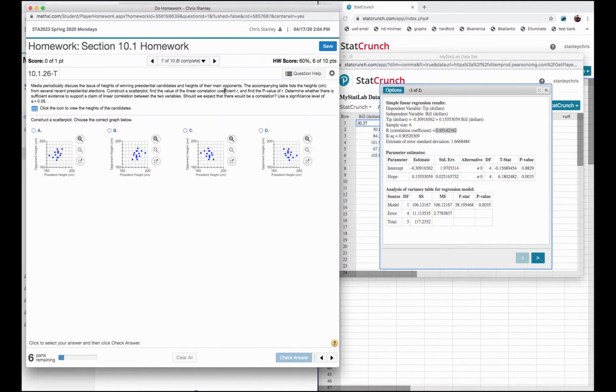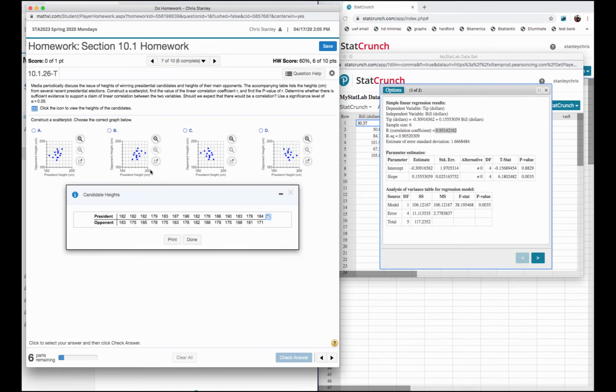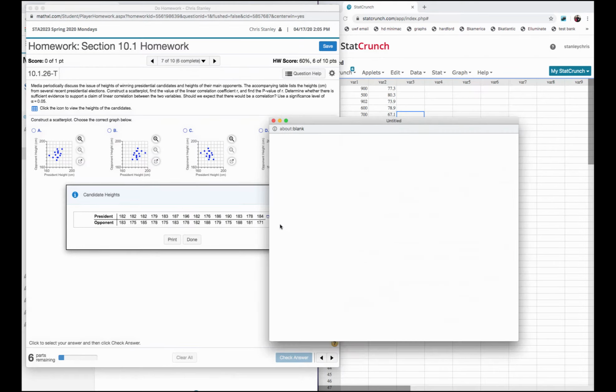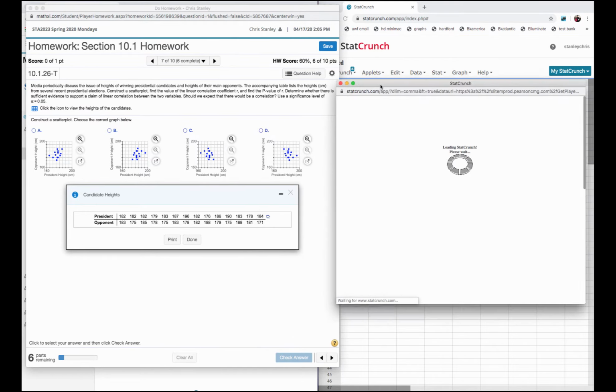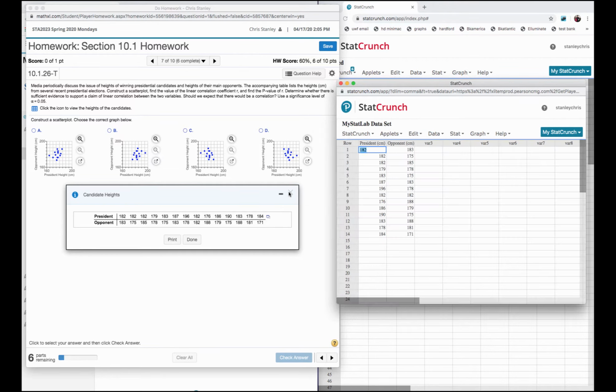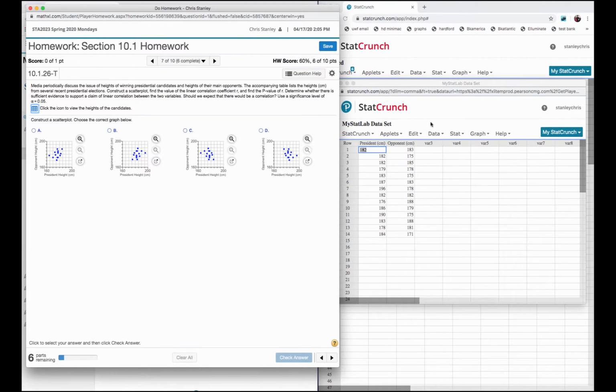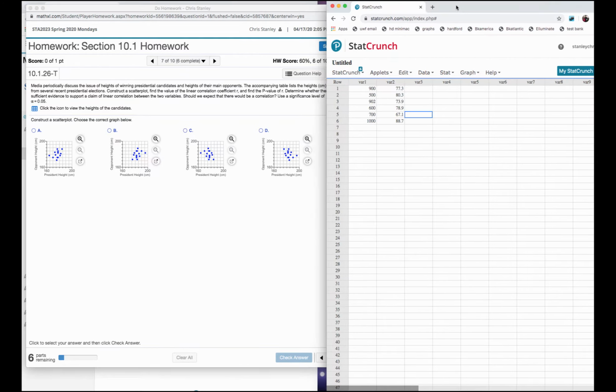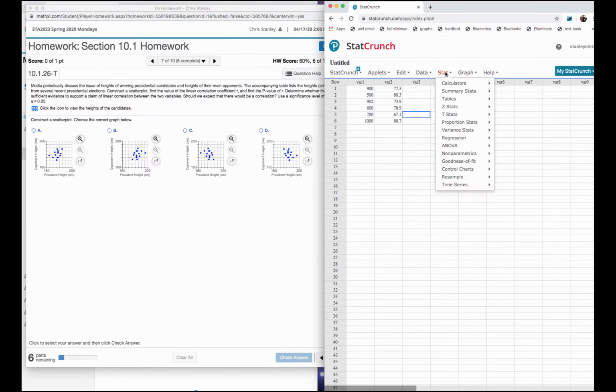Okay, so stop and read the question and we'll pull it up. President and the opponent. Let me just see what they're measuring here. The heights. So these are their heights. They're basically saying, do you expect the height of the president and whoever they're going against to be the same height? I don't really have any idea. They're probably going to be somewhat the same, but who knows? Let's take a look.